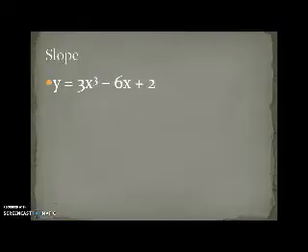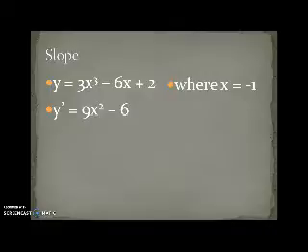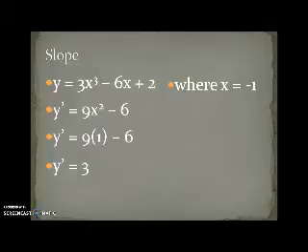So let's move to the next. Now let's find the slope. In finding the slope, we have to get the first derivative, which we already did. So the first derivative is 9x squared minus 6. And then again, we would only substitute negative 1 into the y prime. So there it goes, 9 times 1 minus 6. So obviously it would be only 3. Y prime is equal to 3, and that would serve as the slope.